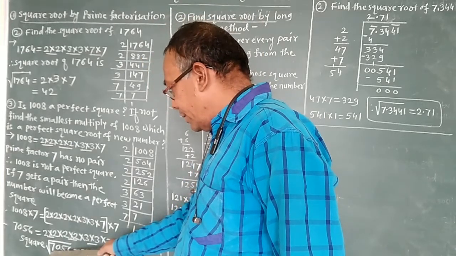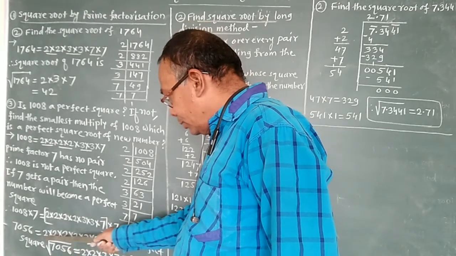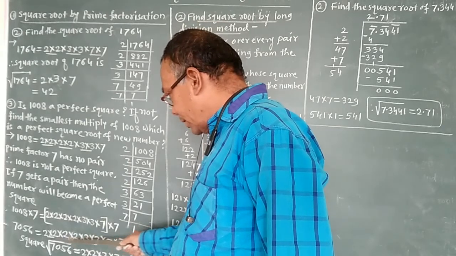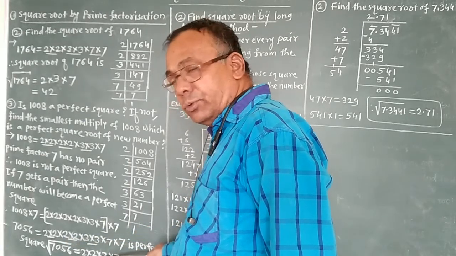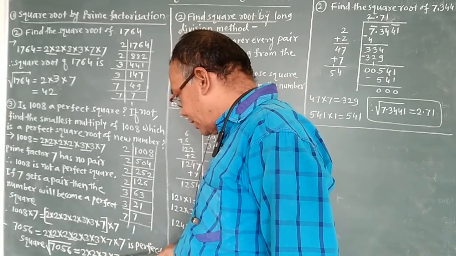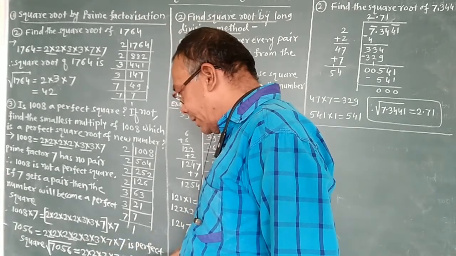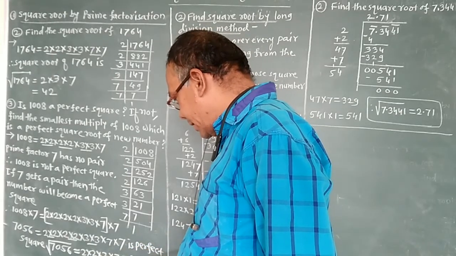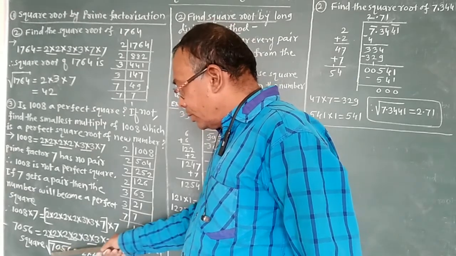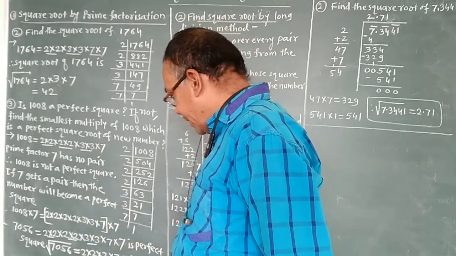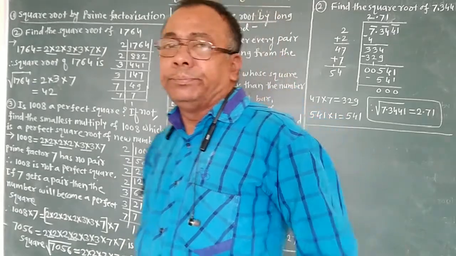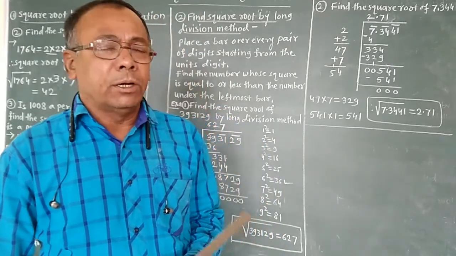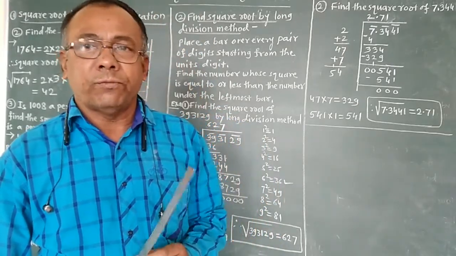And therefore square root of 7056: a pair of 2 is there, so write 1 2, then a pair of another 2 is there, so write 1 2, pair of 3 is there, so write 3, pair of 7 is there, write 7, and if we multiply these 2 into 2 into 3 into 7, we will get 84, and therefore square root of 7056 is equal to 84. Here we have completed the first method of finding the square root of a given number.